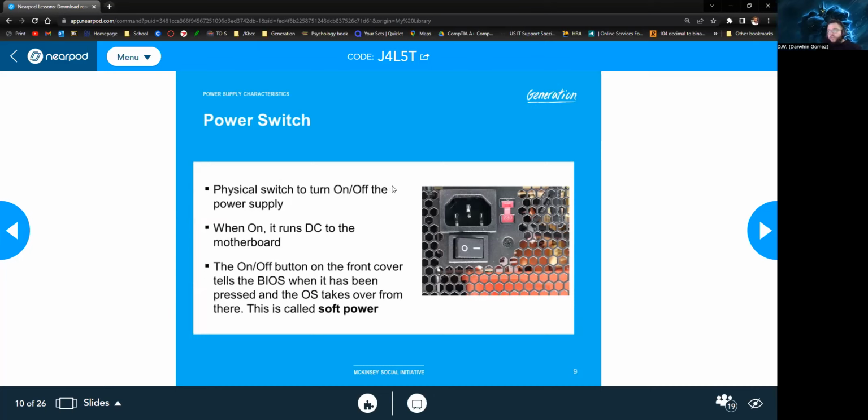I'll give you guys another minute to look over this slide real quick. So here, the red is the voltage switch. This here is the connector where we would connect our power cord to. And then underneath that, we have the on and off switch, the physical switch for it.